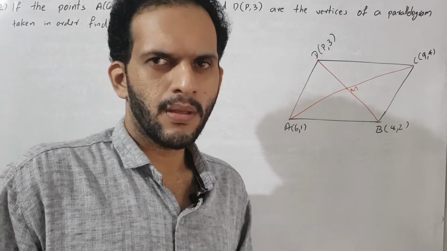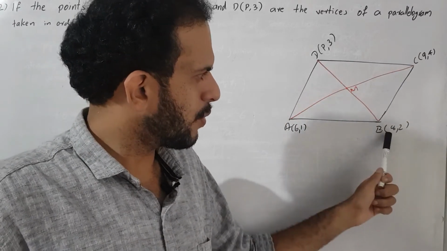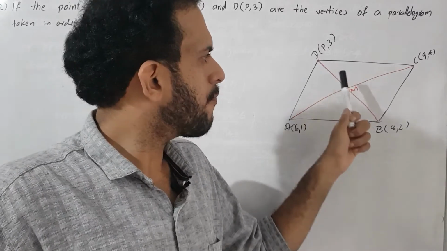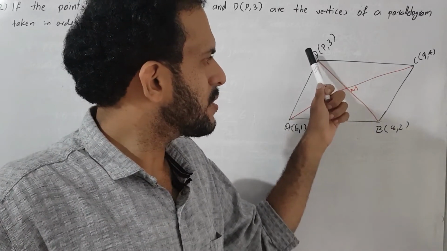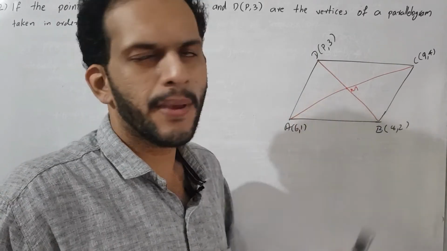Okay, then M is the midpoint of DB also, then it is possible to find the coordinate of M by using the vertices D and B.